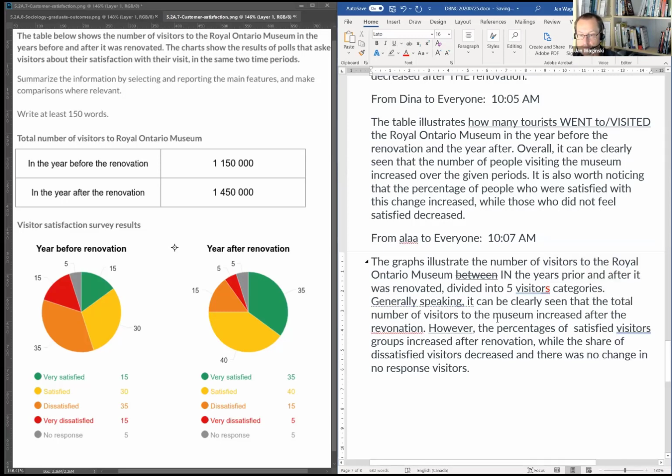We clearly see that the total number of visitors to the museum increased after the renovation. See, this is not however, right? Because you've got here the percentages of satisfied visitors groups. So again, we've got the same problem here, visitor groups, because visitor is modifying groups. So I cannot say however? Well, however is a contrast. So what can I say instead of it? Okay, I'll give you a minute to think about it.